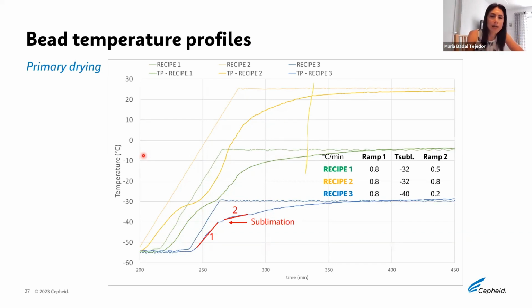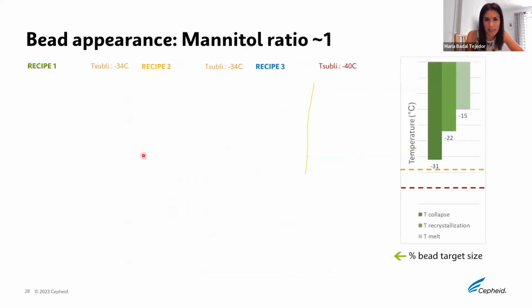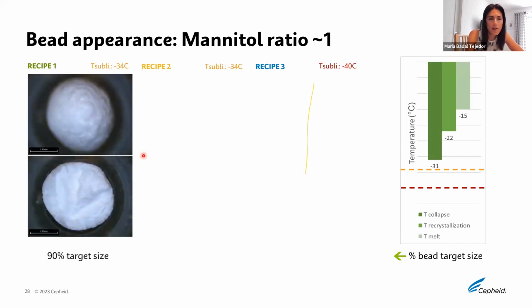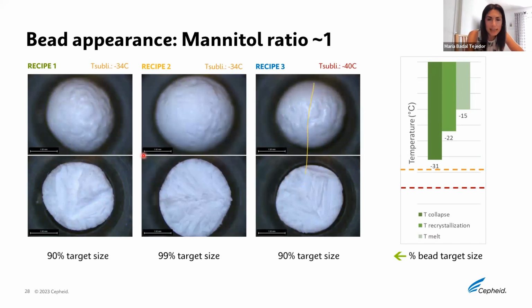But how do the beads look in each case when we apply any of these drying cycles? For example, in the case of a mannitol ratio of 1, we have a bead that looks a little bit shrunken, but it still meets its target size, so it has not collapsed in the inner structure, in the cross section, as we can see here. And the overall size, most of the beads keep their initial size. So any of the cycles works well with this system.